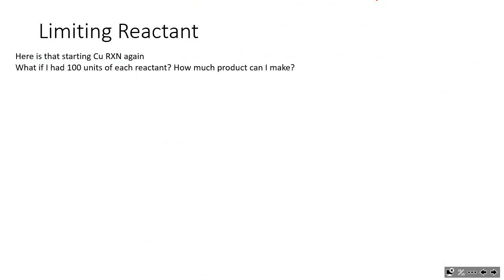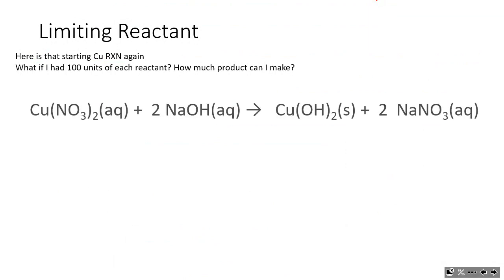So think back to our lab with copper. What if I had, oh, this is from that beginning slide. Yeah, there's our copper nitrate, right? So I've got 100 moles of copper nitrate, and I've got 100 moles of sodium hydroxide. Which one of those is likely to run out first? Which one gets used up faster here?